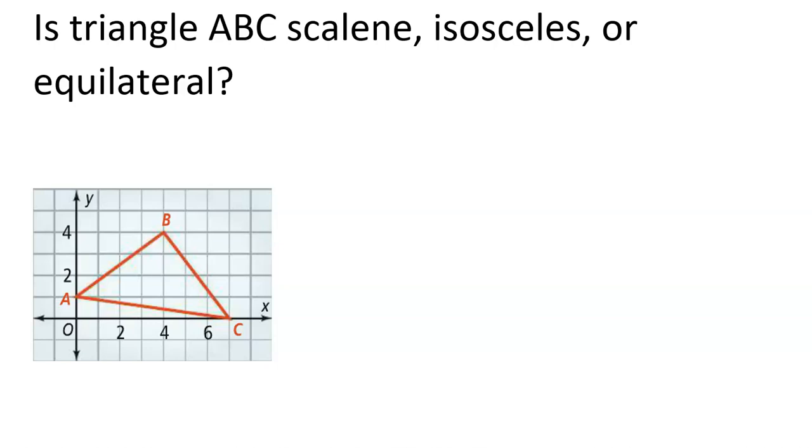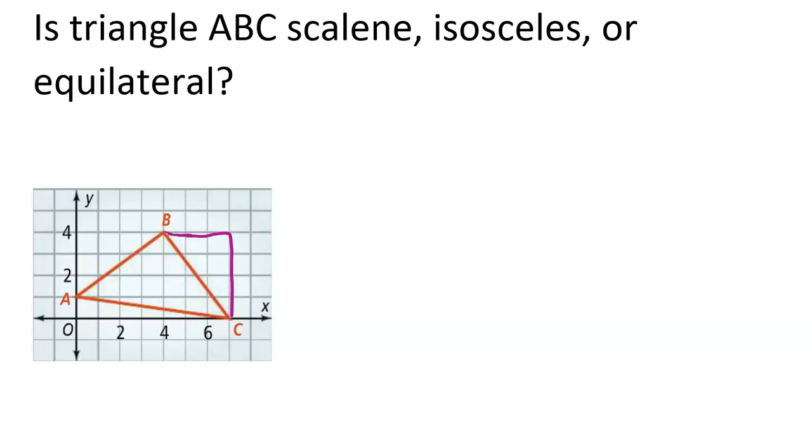Since we're talking about scalene, isosceles, or equilateral, we want to know if the sides are the same or not. We're going to use the length one, the first one we looked at. So I'm going to find the length of all of them. You can use ordered pairs, but this way is easier.